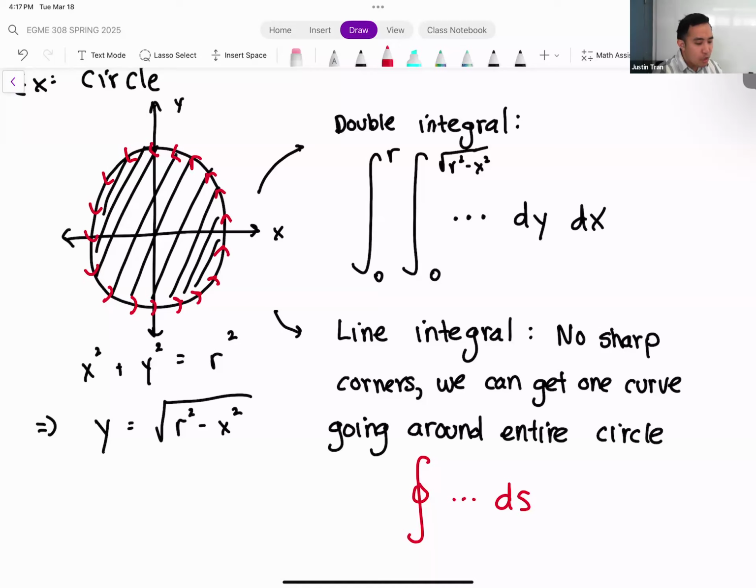Okay, so these are the two most common examples, and I think most of the problems that we're going to do are either a circle or a rectangle of some kind. But once you start to get used to these types of integrals, and you start to get a preference for one over the other, then you can use Green's theorem to convert between one or the other.